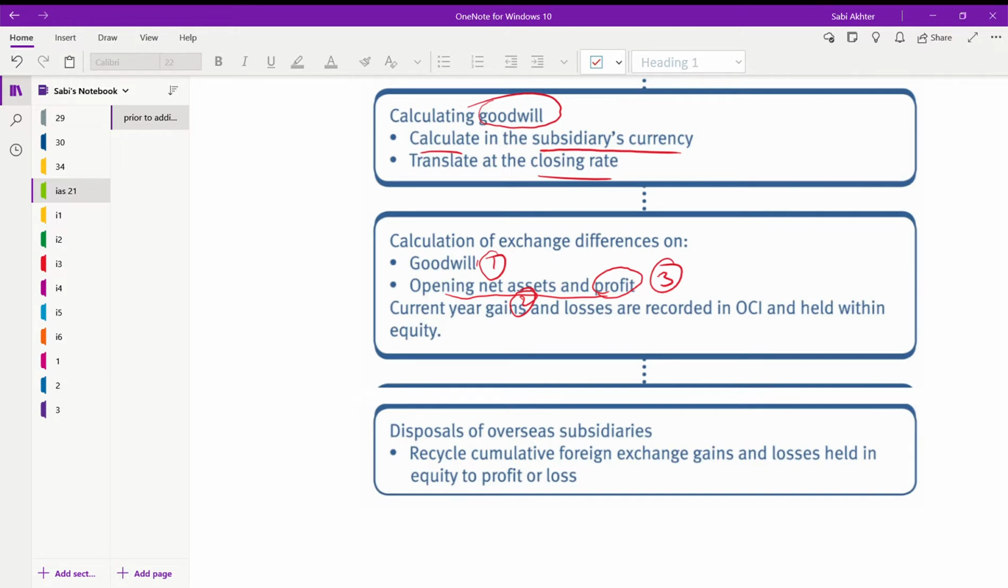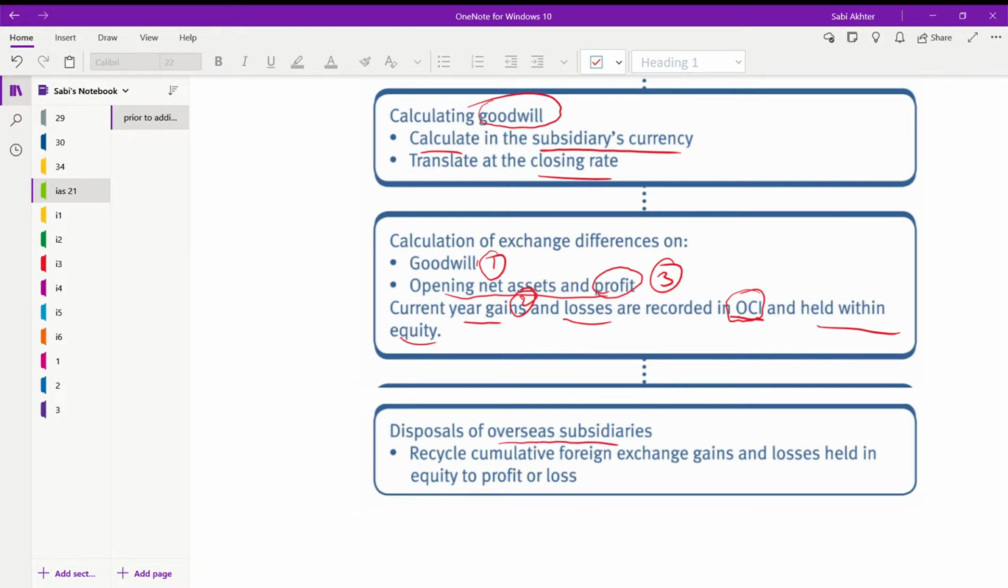You first have to know the pro forma of goodwill, opening net assets and profit, because the exchange differences come from these three places. Whatever the gains and losses, they are recorded in OCI. Whatever exchange gain or loss takes place will be recorded in OCI and held within equity in the statement of financial position.